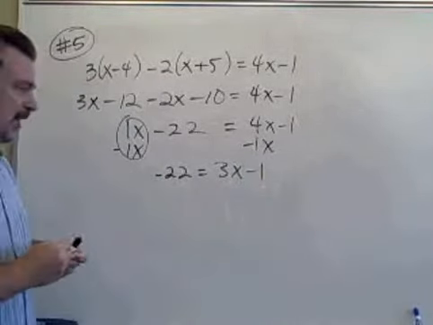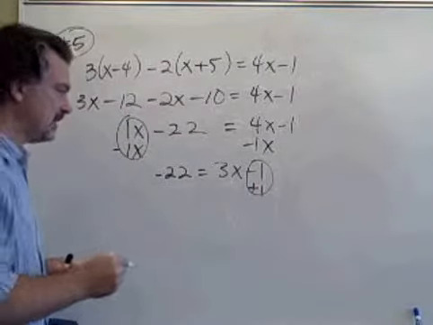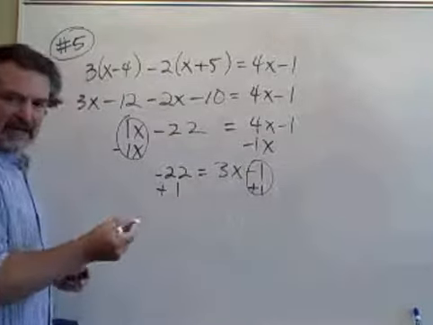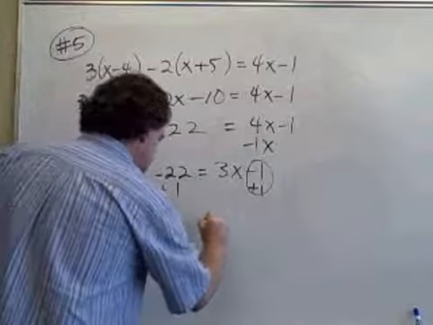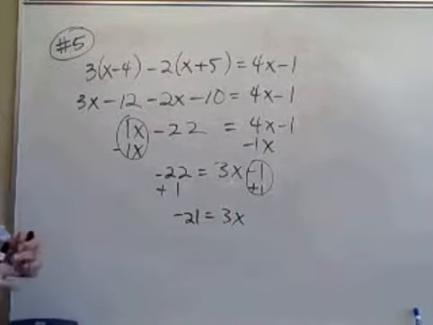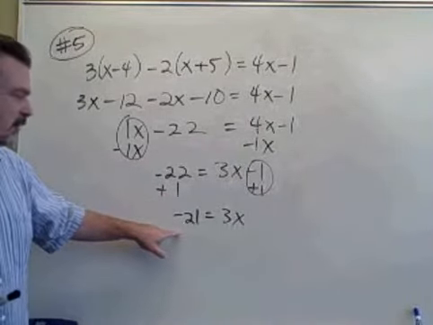I'll make that happen by adding 1 so that it disappears into 0. But if I add 1 to one side of my equation, I must add 1 to the other side to keep my equation in balance. You owe $22, you have 1, that's the same as owing 21.